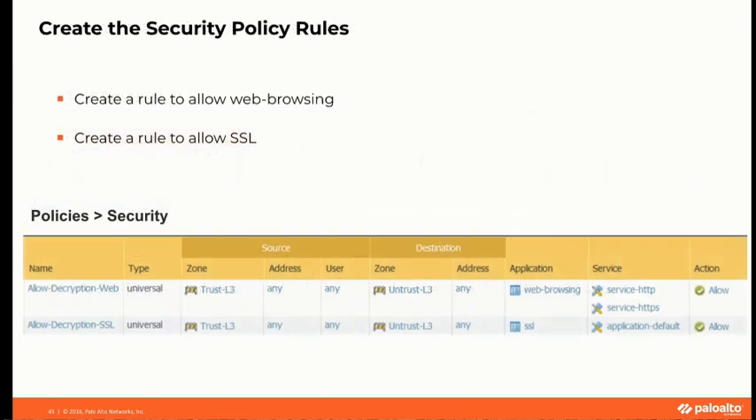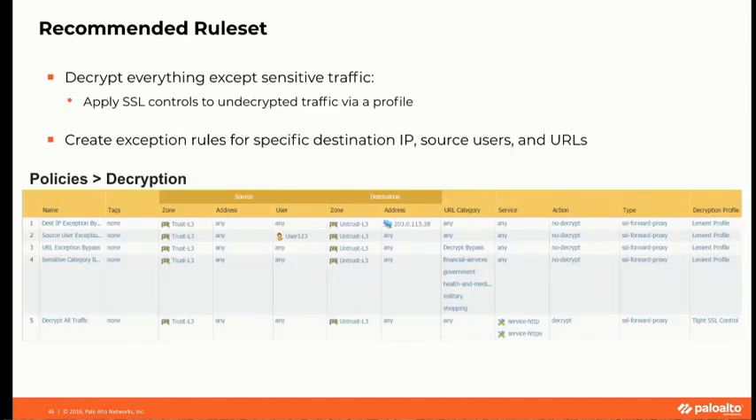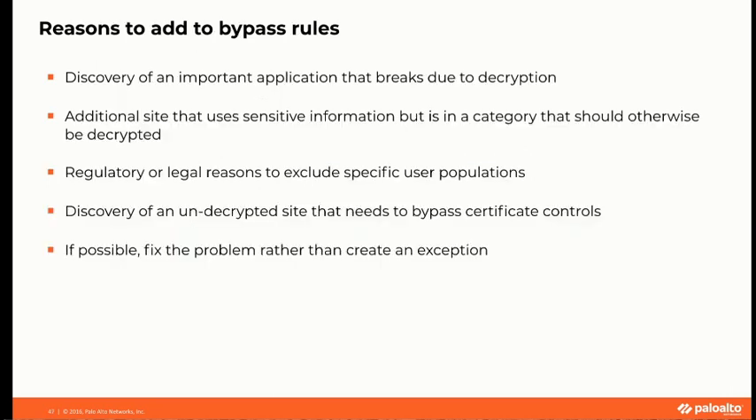Create security policy rules. Log into your policies, and you can create your security policy, create a rule to allow the SSL. As we watched in the demo, to decrypt everything except the sensitive traffic, apply the SSL control to undecrypted traffic via profile, and create exception rules for the specific destinations, IPs, sources, users, or URLs. So these are basically the key takeaways and recommendations, and also add reasons to bypass the rules.